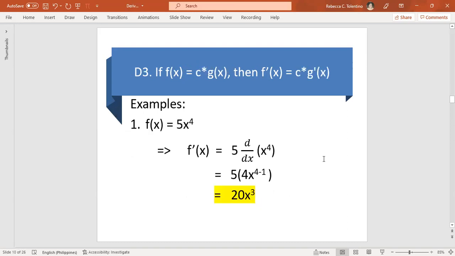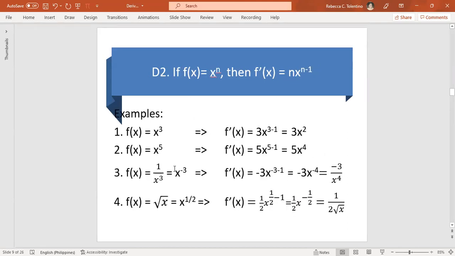So 3 and 4 are actually illustrations of two special cases of the derivative of a power. If it's in the denominator, the exponent increases, so it becomes minus n over x to the n plus 1. If it's a square root, then it simply is 1 over 2 square root of x.